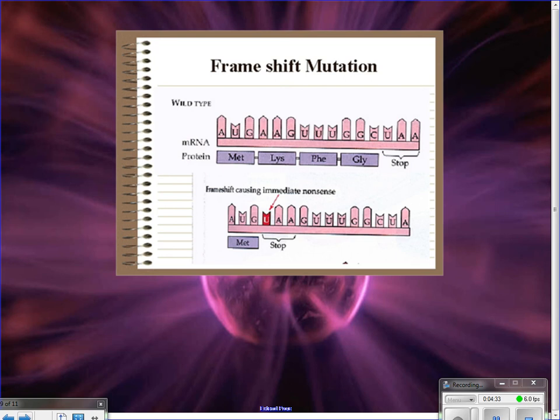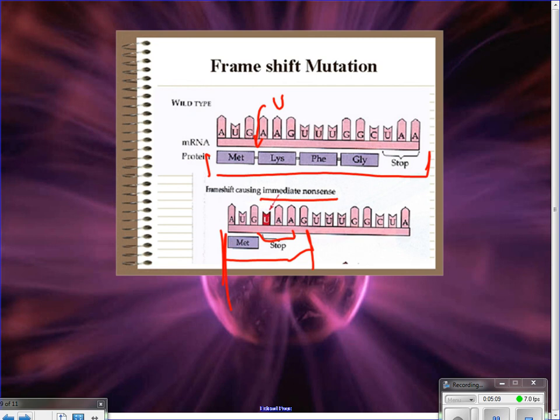Okay. Now, in some cases, we can have an insertion or a deletion that could cause immediate nonsense. So in this case, our original DNA strand produced this mRNA, which produced this amino acid sequence. Now notice that after the methionine, there is an insertion of a U. So a U gets inserted right here. What happens is we've now created a stop codon where we should have 3 other amino acids. The ribosome will stop producing amino acids, and we will have no protein formed.